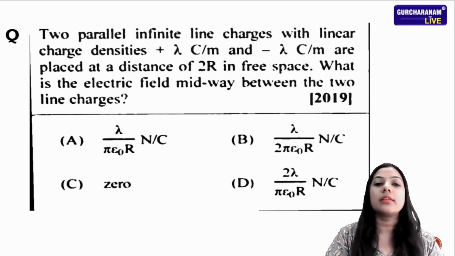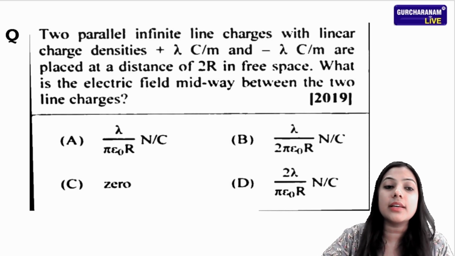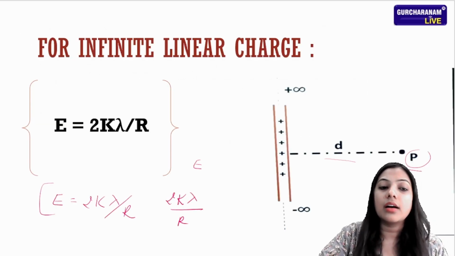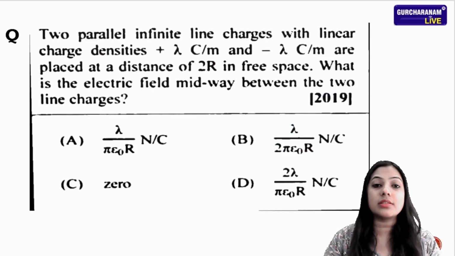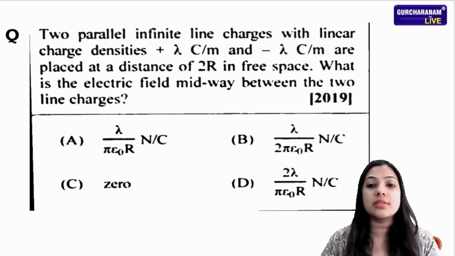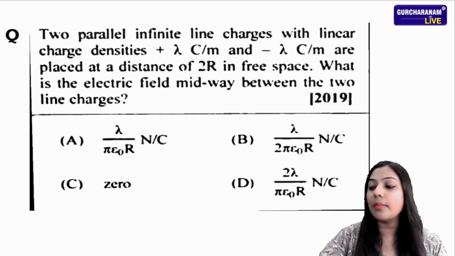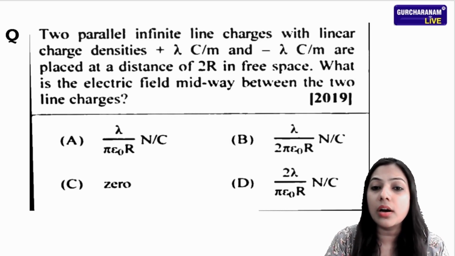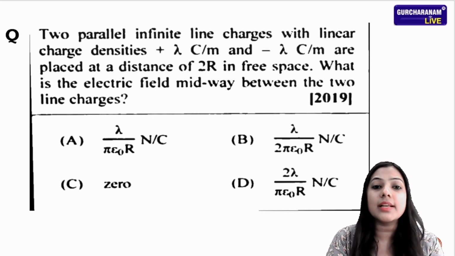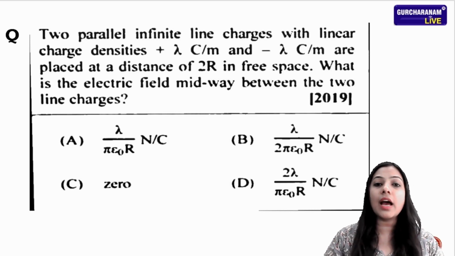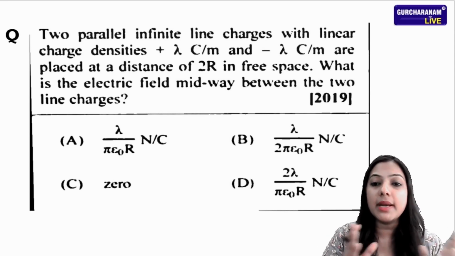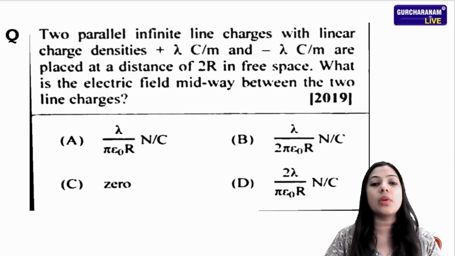So the question based on infinite linear charge, where you have to use the formula E equals 2k lambda upon r, is: two parallel infinite line charges with linear charge density plus lambda and minus lambda coulomb per centimeter are placed at a distance of 2r in free space. What is the electric field midway between the two line charges? We have to find the electric field midway between the two line charges.